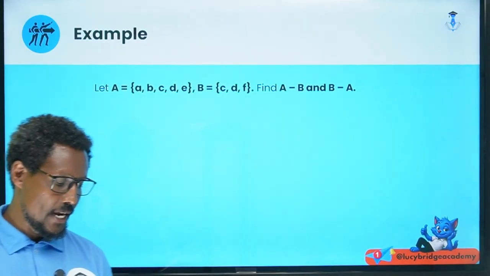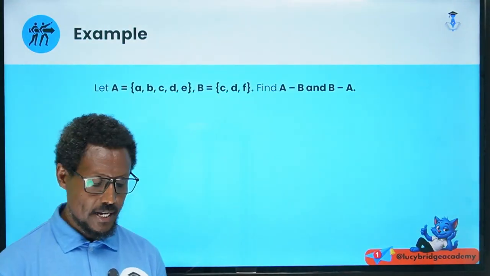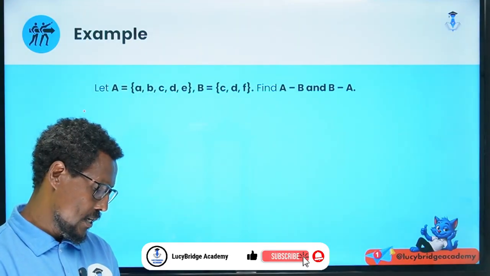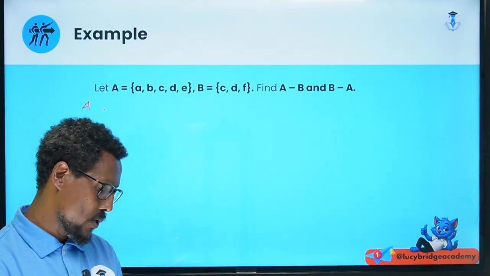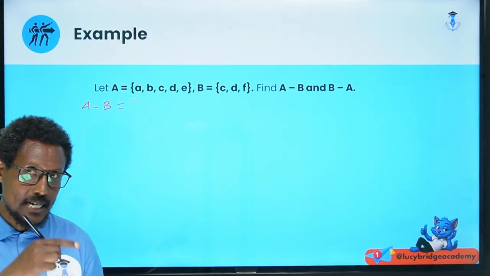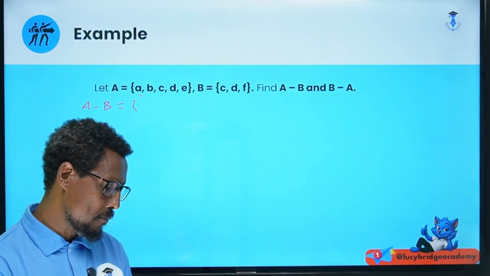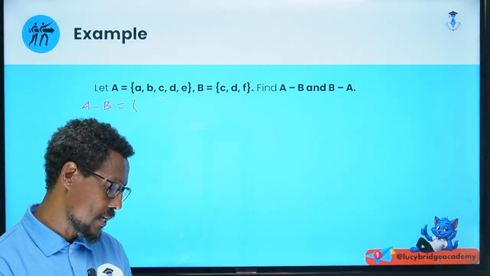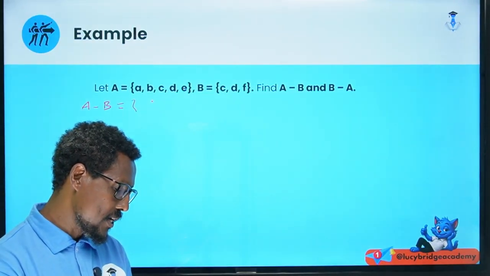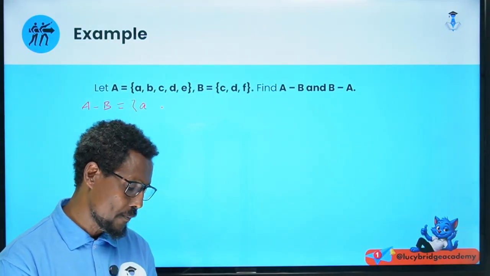Now we have two sets A and B. We are asked to find A minus B and B minus A, or A without B and B without A. Let me use first A without B, A minus B, which is equal to those elements in set A but not in B. A is in A, so A is not in B, so A is our element. That means A is in A without B or A minus B. B is in A, not in B, so B is also elements of A minus B.